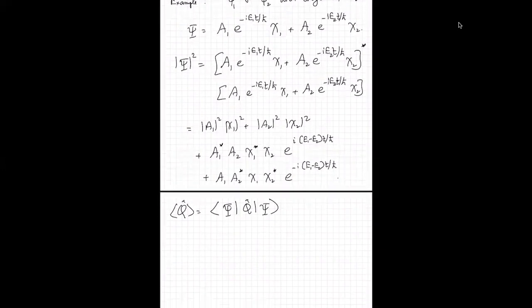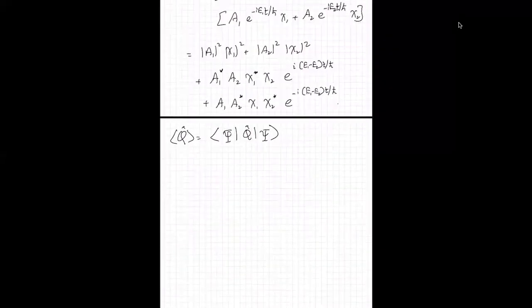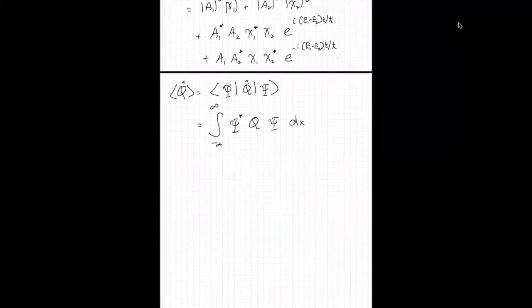Okay, how would I calculate this? This is equal to, again, the integral of psi star q psi dx from minus infinity to infinity. Okay, this by itself is time dependent because psi star psi is also not time independent. So I have no reason to expect that the expectation value of q is also time independent. So let me calculate the rate of change of this expectation value with respect to time.